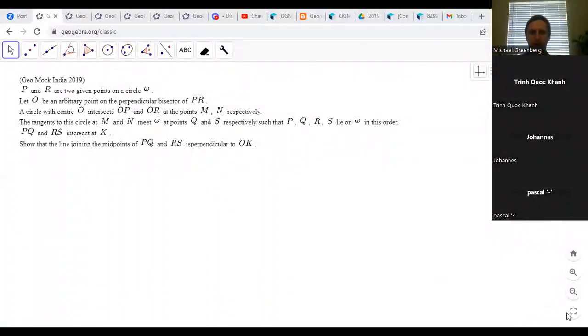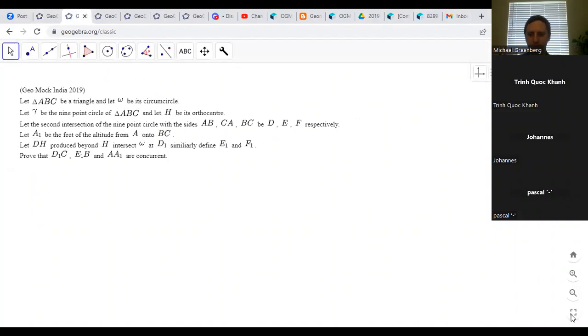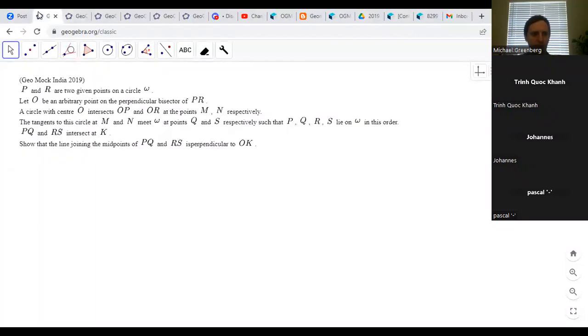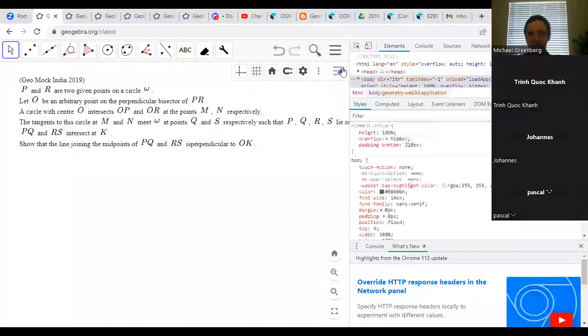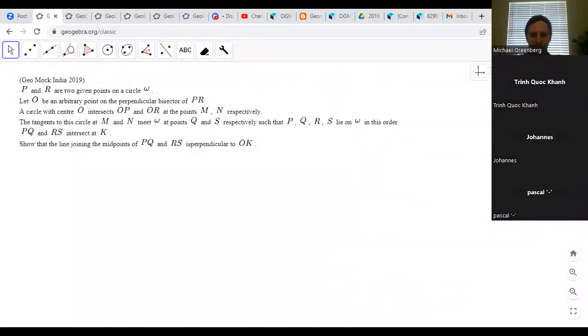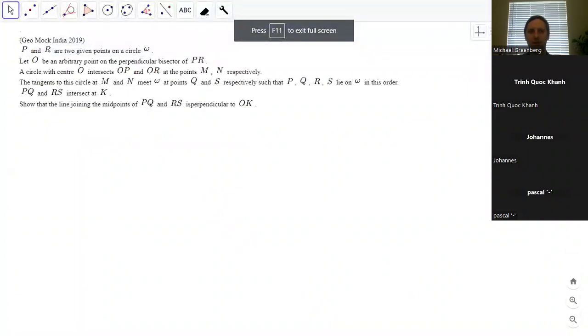So here is the first problem. Let me try to maximize. I always have trouble maximizing. There's some keyboard shortcut. I think it might be like F12 or whoops, not that. F9 maybe, F11, that's it. Okay. So I tried to click it and it didn't work, but the keyboard shortcut works for whatever reason.